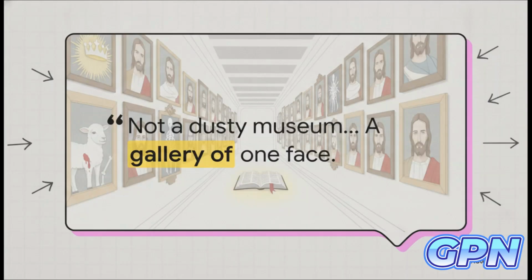Now, I want you to imagine walking down a long, echoing hallway lined with 66 portraits. At first glance, they look totally unrelated, right? Different styles, different eras, completely different artists. But as you slow down and really look, you realize every single portrait is of the exact same person, just painted from different angles and in different lighting. The source material strongly suggests the Bible is not just a dusty museum of unrelated historical relics. It's a gallery of one face.